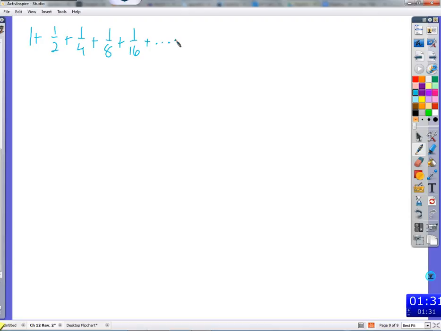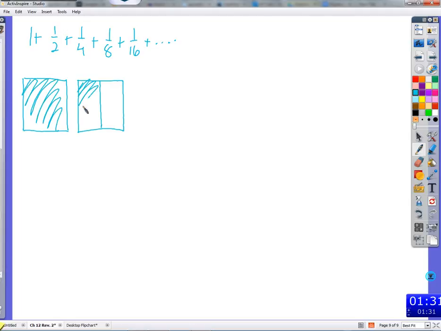Just to show you a visual of it. Let's start with that square, which represents 1. So that's the first term. Now we have to add a half. I will just cut this in half, so we have this plus that. So we got this much plus a half. How would I add a fourth to this? Cut the rest of this in half, so we add another fourth. So far we have 1 plus a half plus a fourth.